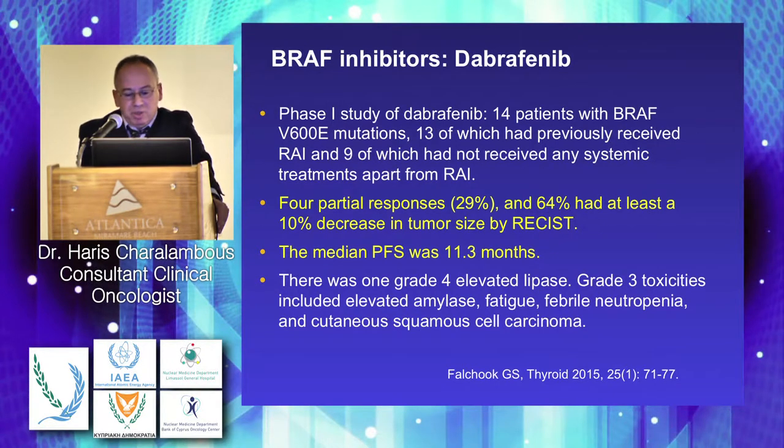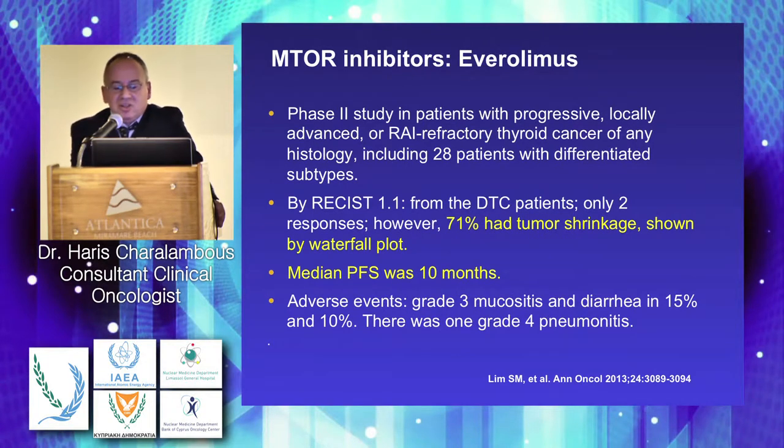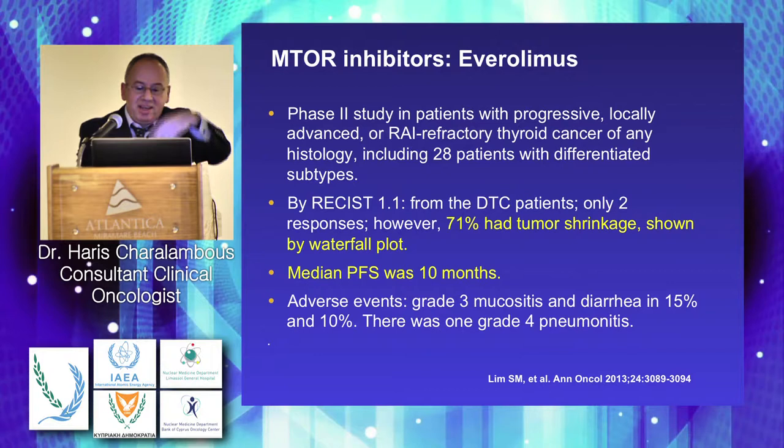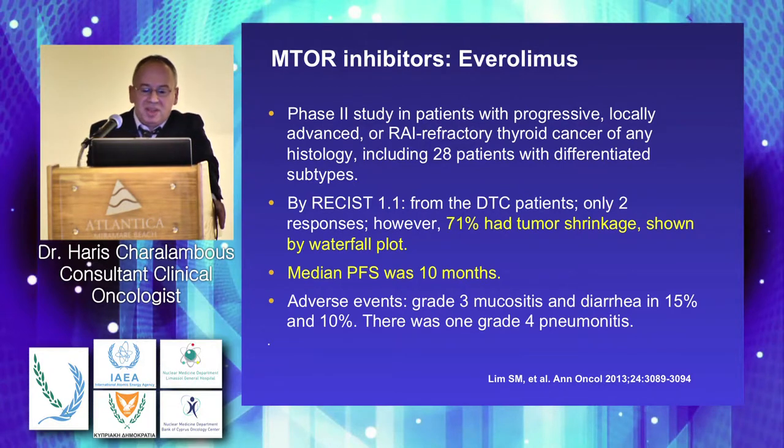And this is dabrafenib, which is the Glaxo BRAF inhibitor. So moving on to another class of agents, the mTOR inhibitors, which are further downstream, the PI3K, AKT, and then mTOR pathway. So downstream, you can block it further down.